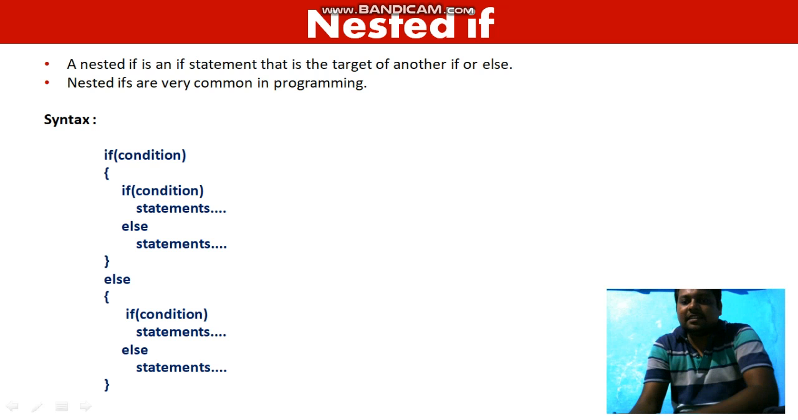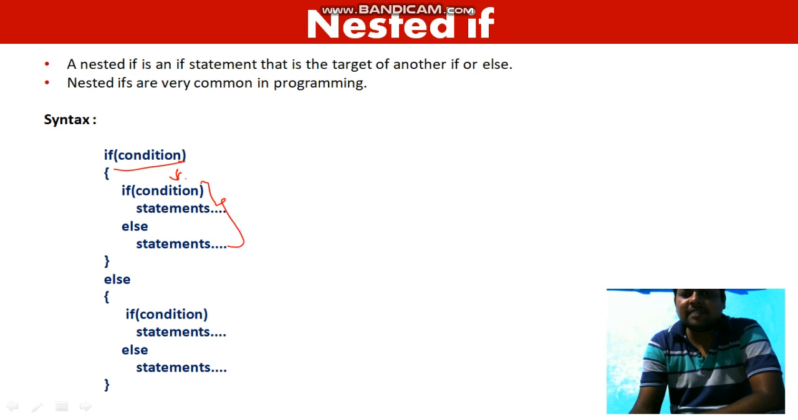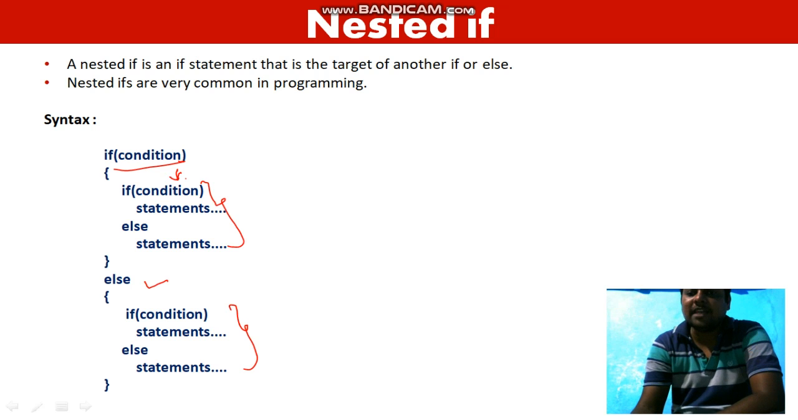For example, here is the syntax. Here we have an if condition, and inside the if body we have another if statement. As well as inside the else, we also have another if statement. This is called a nested if statement. We will see how this works with an example. First I will explain within this syntax, and after that we will see the example.